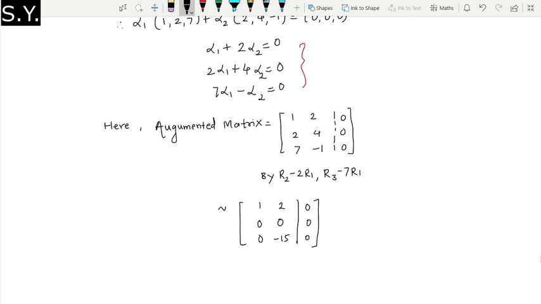So now this entry can be made 1. So by किंवा डायरेक्टली केलं तरी चालेल.